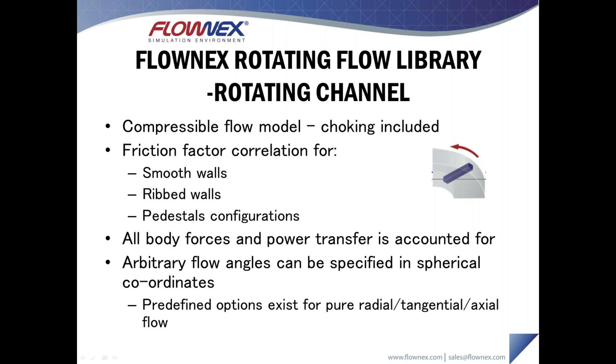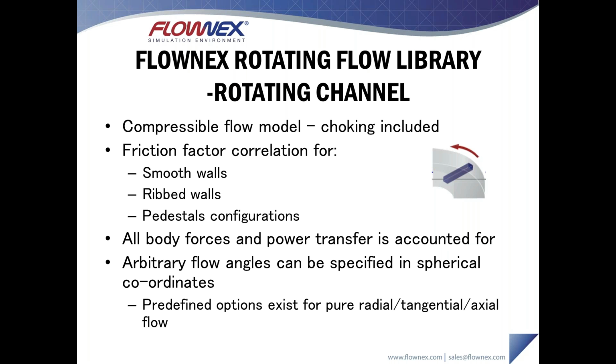The rotating channels themselves have correlations for many different actual shapes of channels. So they can be smooth wall channels, or ribbed walls, or pedestal configurations, typically used to increase the Reynolds number of the flow and increase the heat transfer inside of those channels. So we have correlations built in for both the increased pressure drop or the increased friction factor, as well as the increased heat transfer.